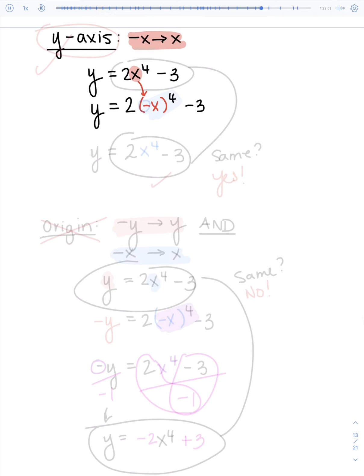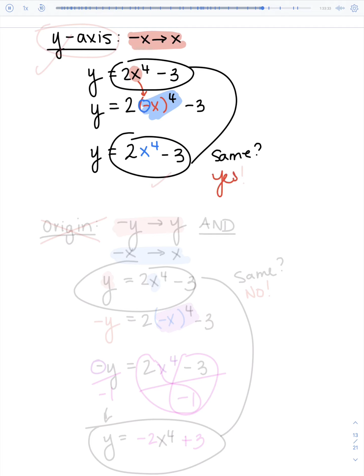Now notice we have a negative raised to the fourth power. What happens when you multiply a negative times itself 4 times? It becomes a positive. So the negative will disappear and become a positive x to the fourth. And you'll still have your minus 3. Now what we want to notice here is, is it the same? Absolutely.